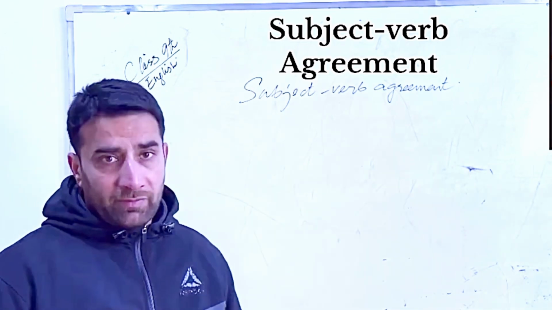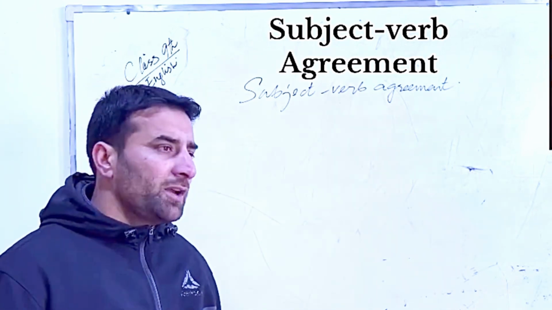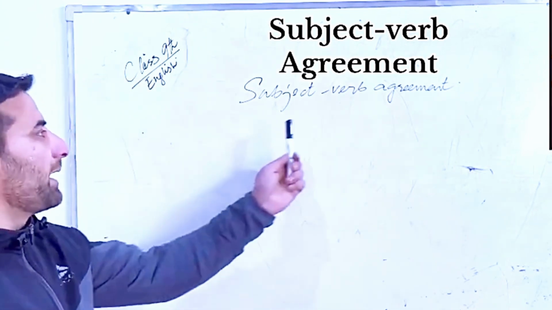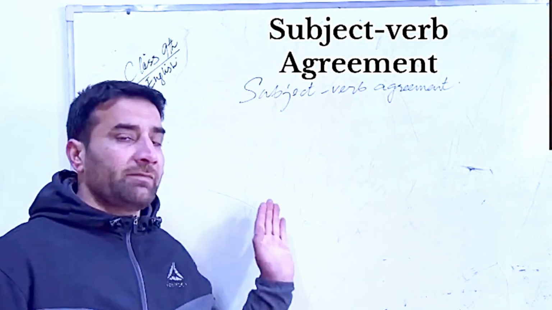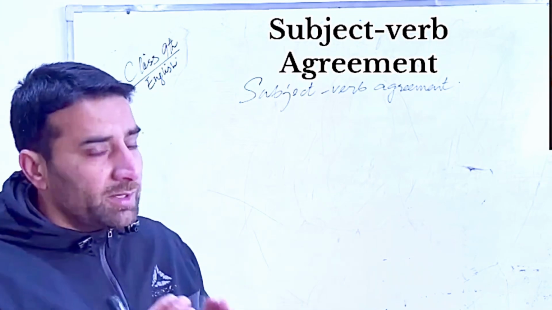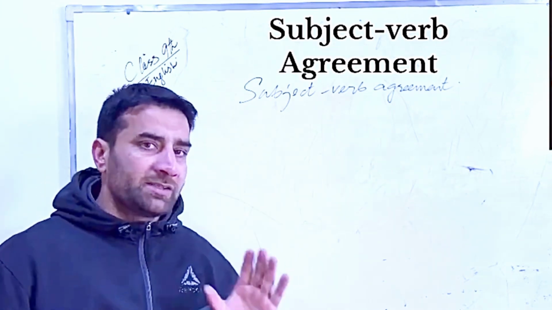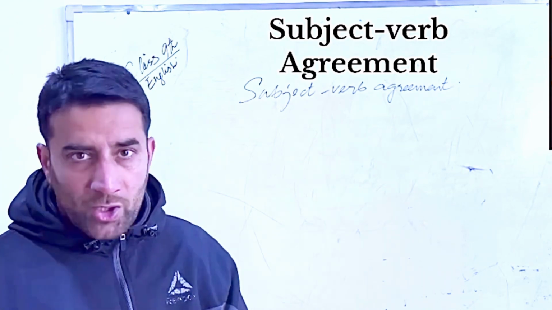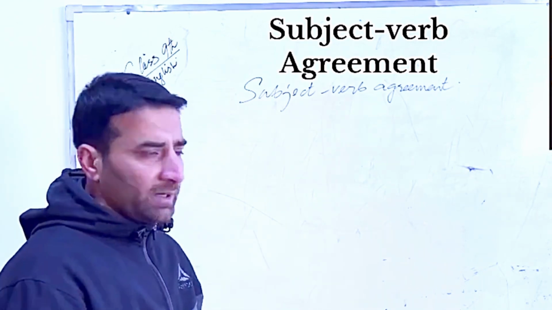We have already completed the phrases. So my dear students, what is actually subject to verb agreement? If we put it in simple words, subject to verb agreement means if you have got a sentence, if the subject of that very sentence is singular, the corresponding verb should be singular. And if the subject of that very sentence is plural, the corresponding verb should be plural. So up to this very point, it is very clear and very easy to understand.